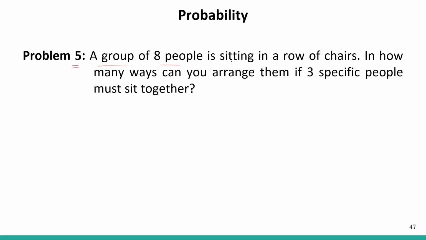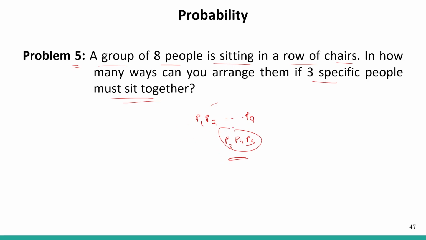So let's see problem number 5. A group of 8 people is sitting in a row of chairs. In how many ways can you arrange them if 3 specific people must sit together? So let's denote these 8 people as P1, P2, up to P8. They are sitting in a row of chairs. So let's say P3, P4 and P5 sit together, right? They never go anywhere else.